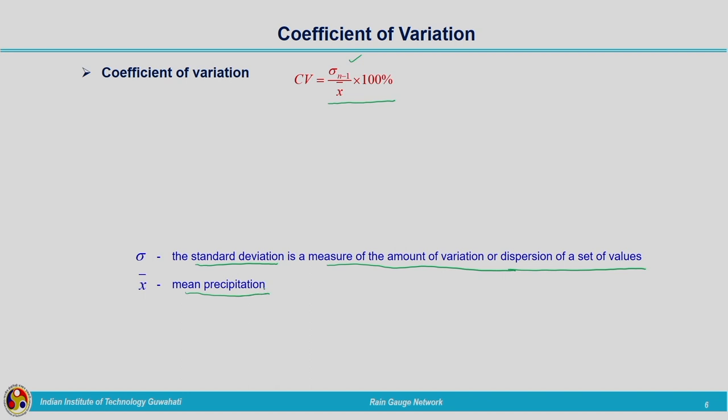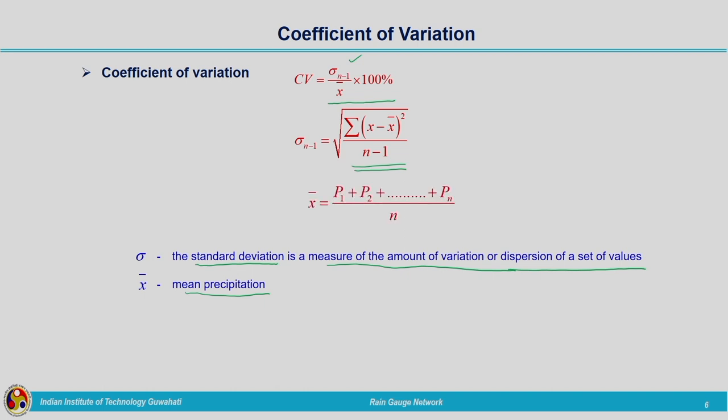How can we calculate this? Sigma n minus 1 can be calculated by using this formula, that is, sigma n minus 1 is equal to the square root of the summation of (x minus x bar) all squared, divided by n minus 1. This is n minus 1 because it is related to the sample data.